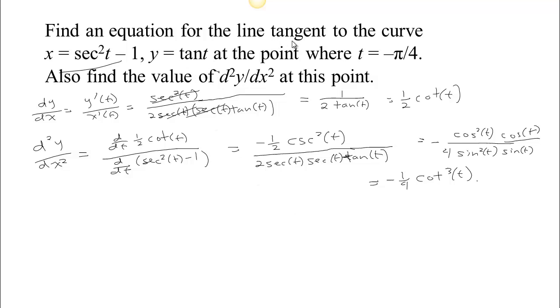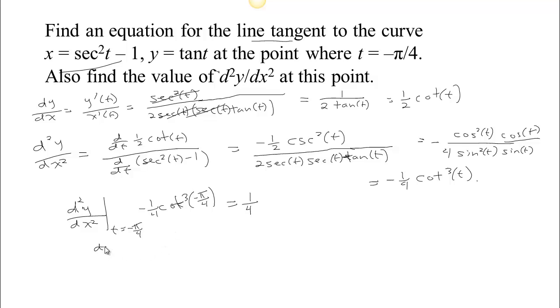The last thing we need to do is to find the equation of the line tangent to the curve. Oh, I guess our second derivative at this point. D squared y dx squared when t equals minus pi fourths would be negative 1/4 the cotangent cubed of minus pi fourths. The cotangent of minus pi fourths is negative 1. So we get negative 1 cubed, that's negative 1 again, times negative 1/4 gives us 1/4 for the second derivative. So we know at this point that the graph is concave up, so it's bowl shaped up. Now let's find the equation for the line tangent to the curve.